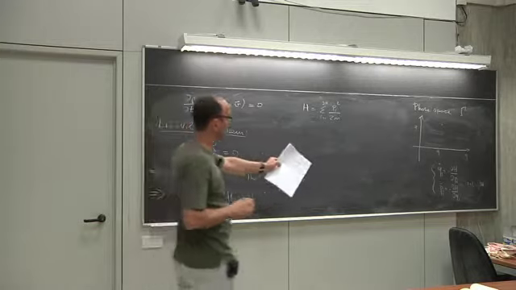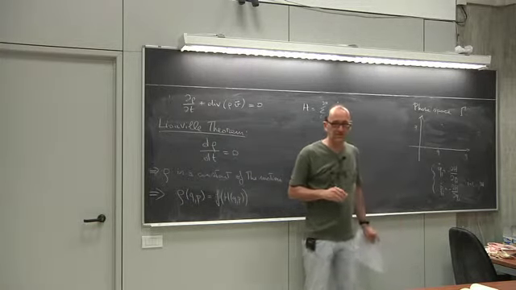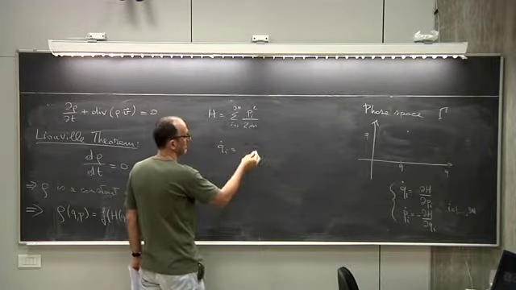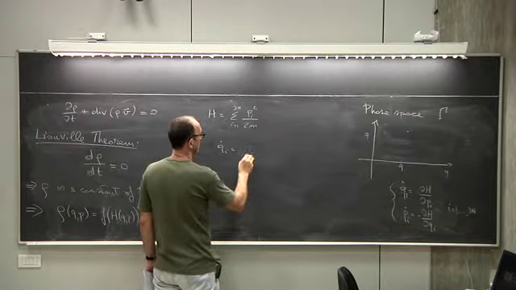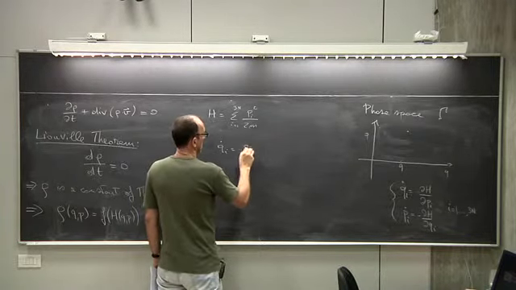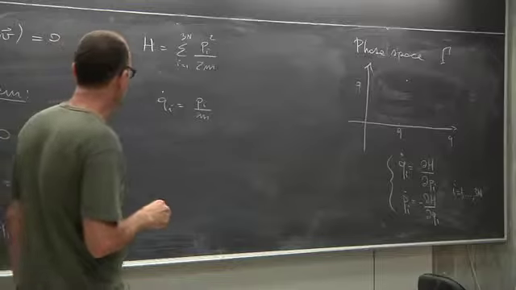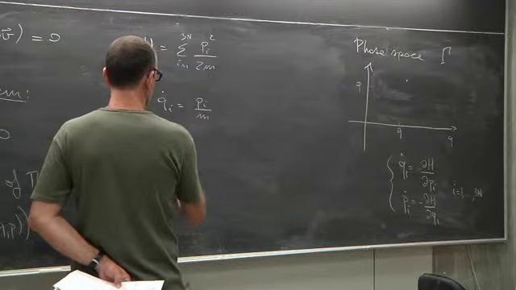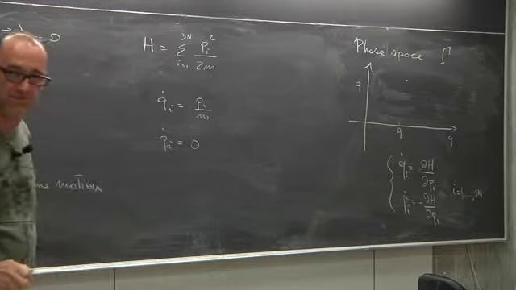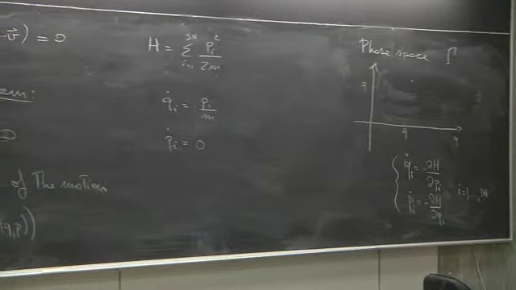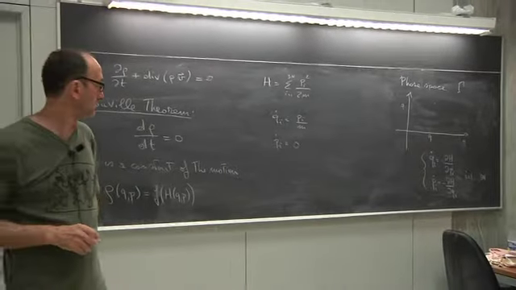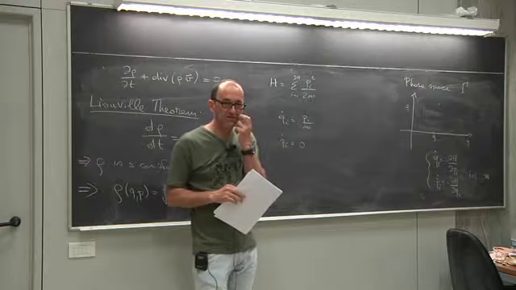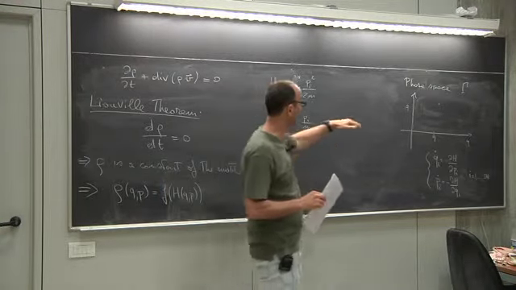No, I mean, just take this equation here. The equations are that q̇_i is equal to p_i divided by m, the usual thing, and ṗ_i is equal to zero. So as far as the p is concerned, the point does not move at all. It does not move at all in this direction.